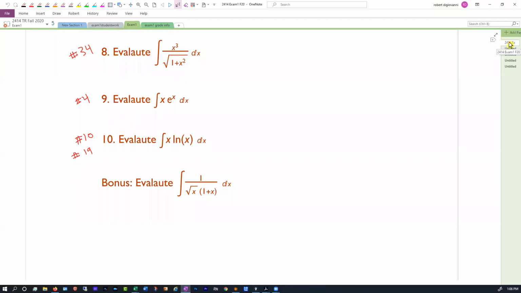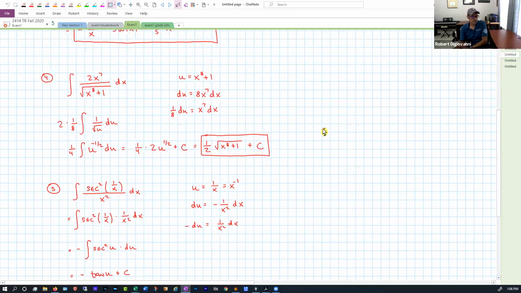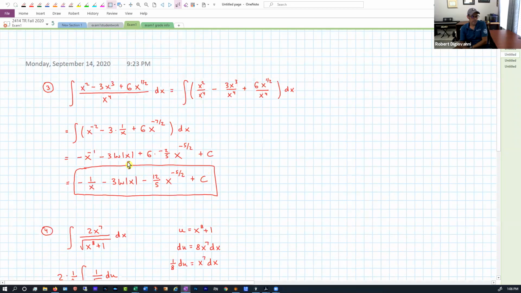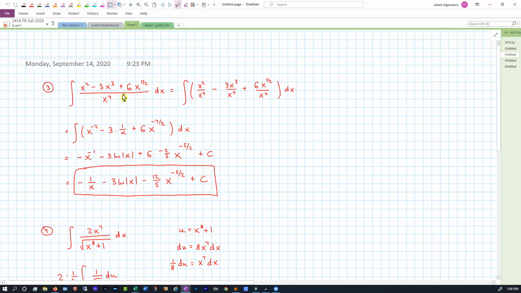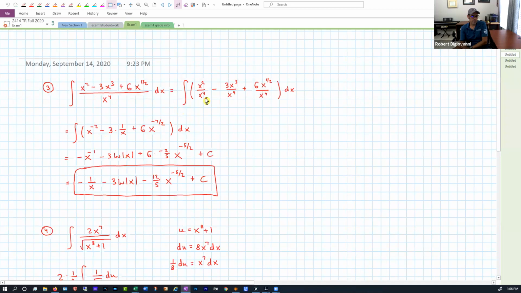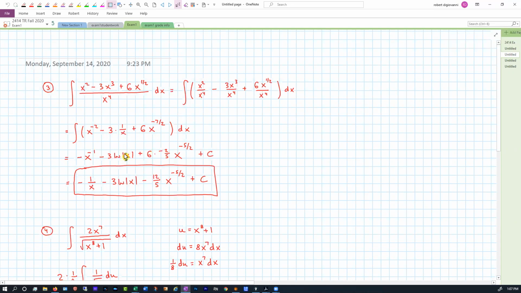Can you go over question 3 from the test? I can talk about it right there. Yeah. That's it right there. Oh. You're supposed to split it up into 3 integrals. Okay. Convert these using exponent properties, and then just use power rule, and on this one, that's a natural log. So this one was very simple.